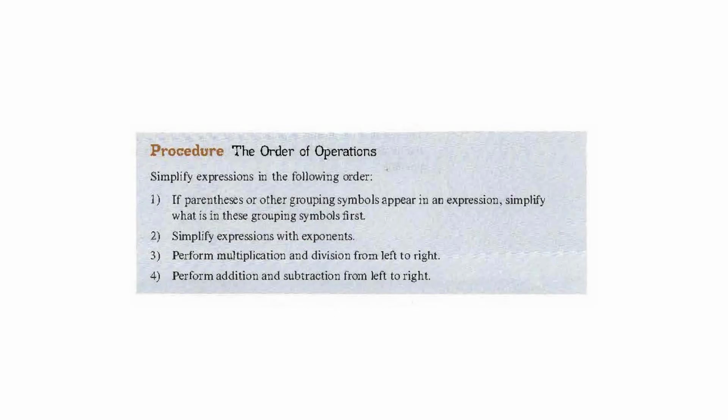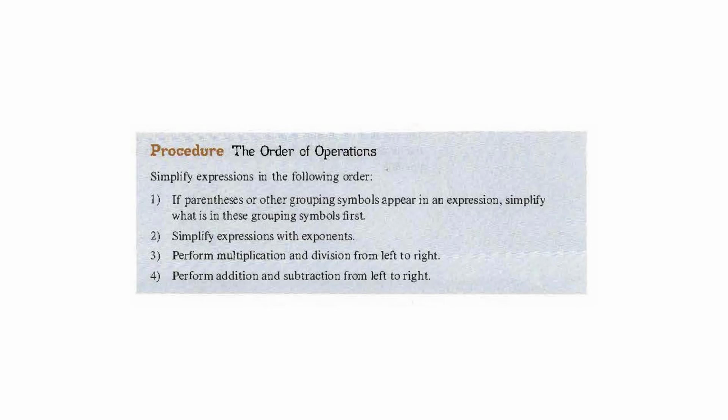So here are some rules that we should follow. This is called order of operations. In order of operations, if we have parentheses or other grouping symbols in an expression, we want to simplify what's inside the grouping symbols first. Next, we're going to simplify the expressions that have exponents. Third, perform multiplication and division from left to right. And then lastly, perform any addition and subtraction from left to right.